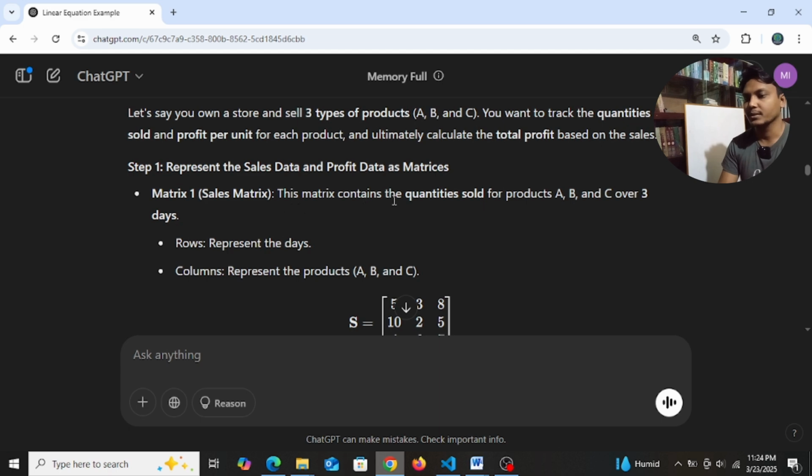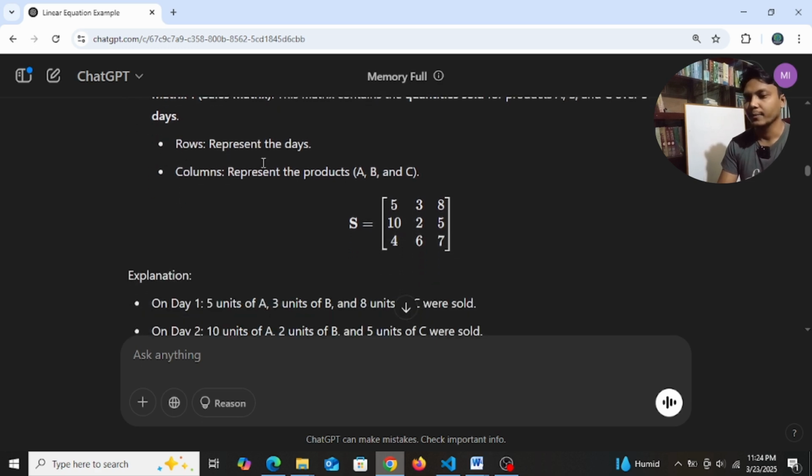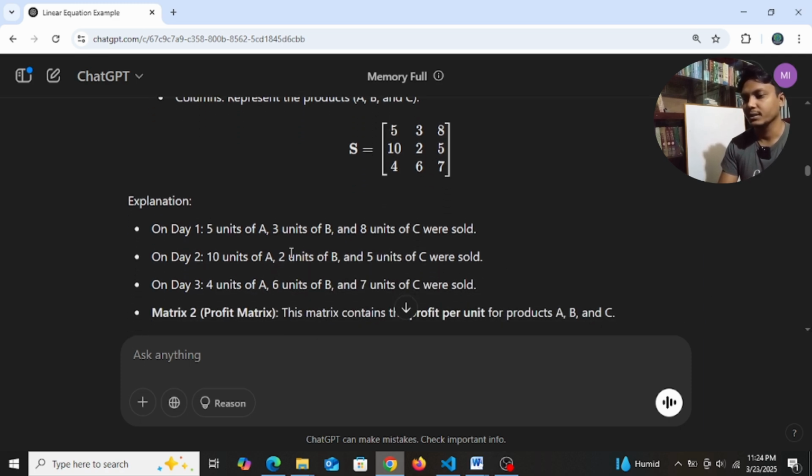Matrix 1: this matrix contains the quantity sold for products A, B, and C over 3 days. So you see rows represent the days, columns represent the products A, B, and C. 5, 3, 8, 10, 2, 5. So if you see the explanation, on day 1, 5 units of A, 3 units of B, and 8 units of C were sold. Let's say shirts, pants, and maybe jackets. So 5 units of shirts, 3 units of pants, and 8 units of jackets.